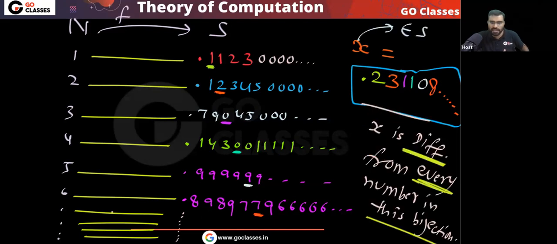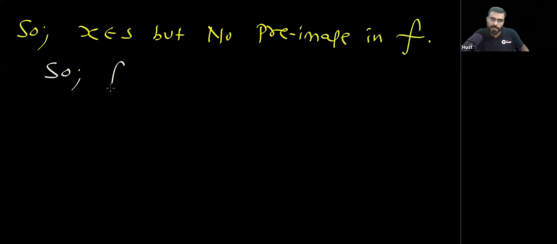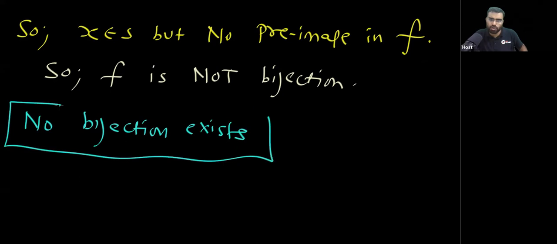So finally, what I can say is, X belongs to S, but has no pre-image in F. So F is not a bijection. Yes or no? F is not a bijection. And hence, can I say there is no bijection that exists? There is no bijection that exists. Why does no bijection exist?